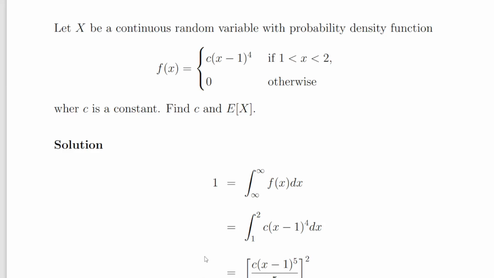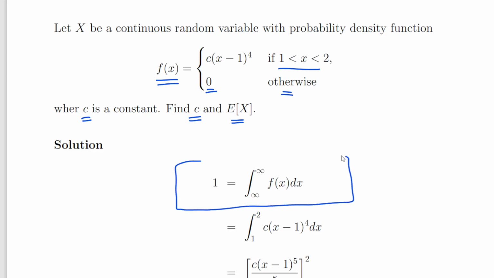Okay, in this presentation we are going to look at continuous random variables. Here we have a continuous random variable x and it has the following probability density function. f of x equals c times (x minus 1) to the power of 4 if x is between 1 and 2, and 0 otherwise. So c is a constant and what we have to do is find c and the expected value of x. So this is what we can start off with here.